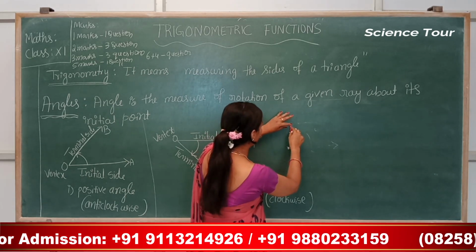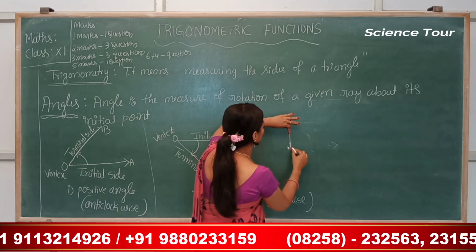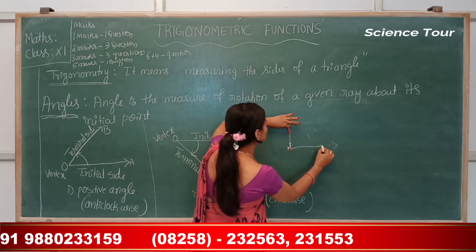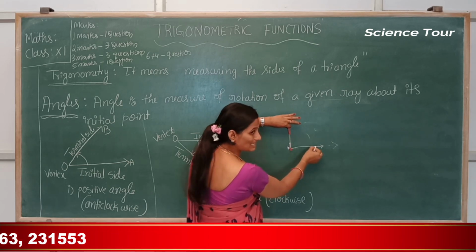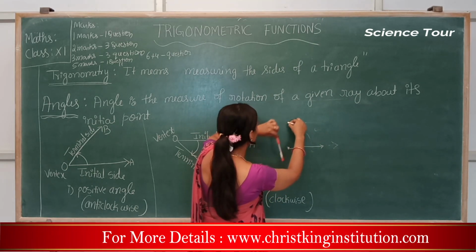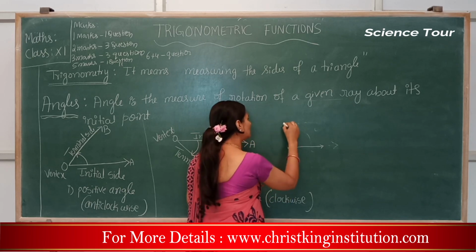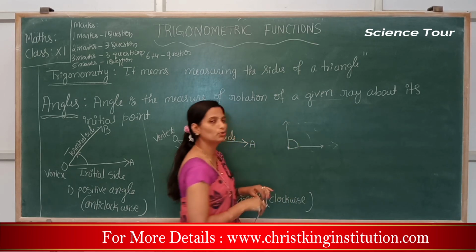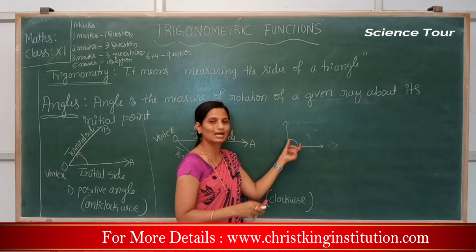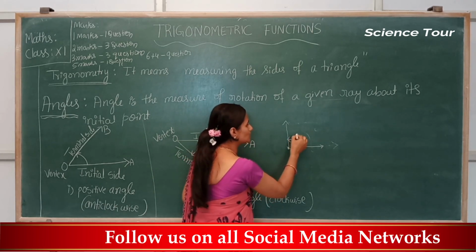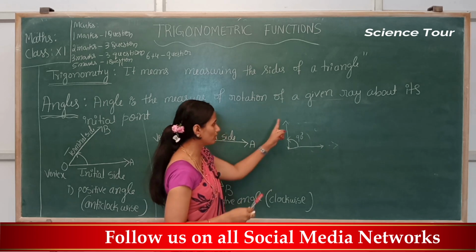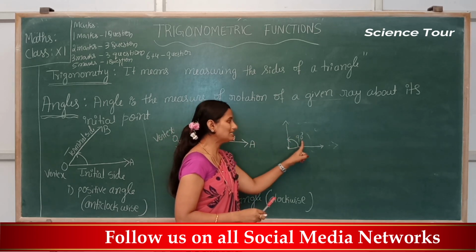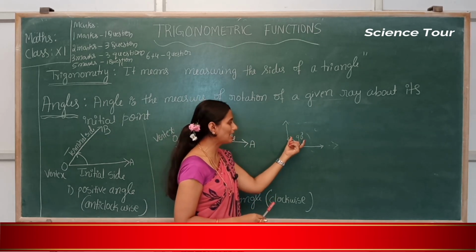If I rotate and stop here, I started from the initial position and rotated with respect to it, and the measure of how much we rotated is called the angle. Now tell me, what is the measurement of this one? This is 90 degrees. Already you know, right? So what is an angle here?